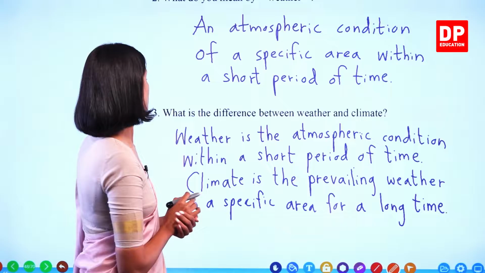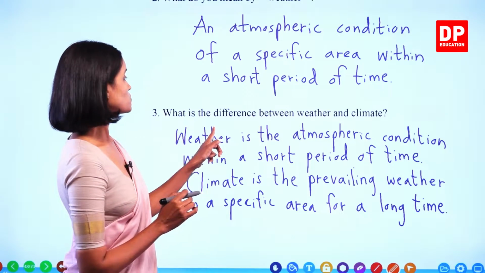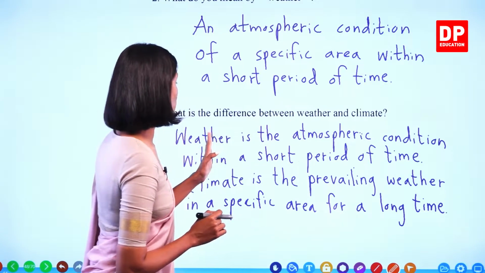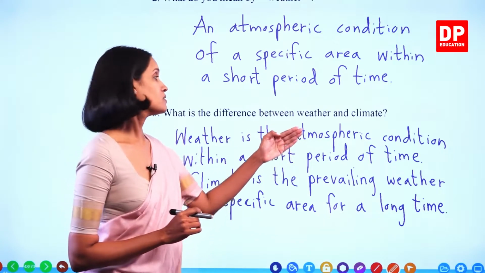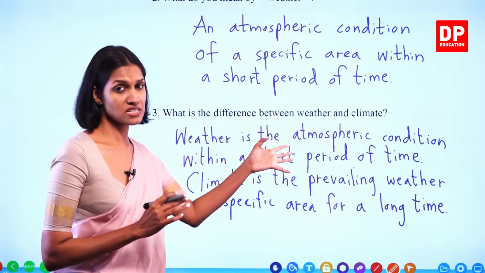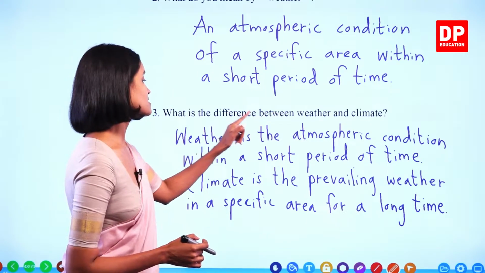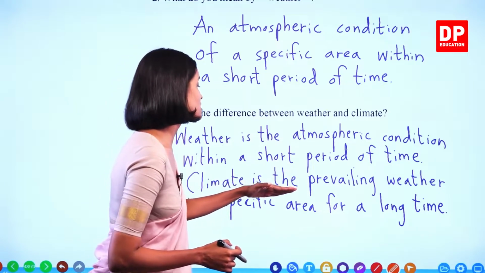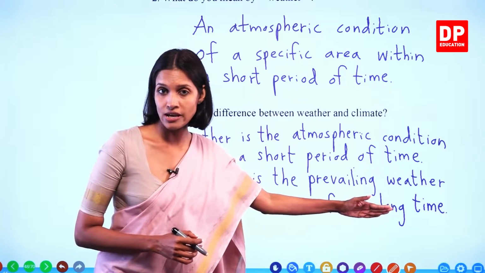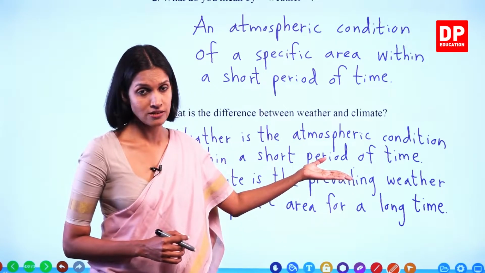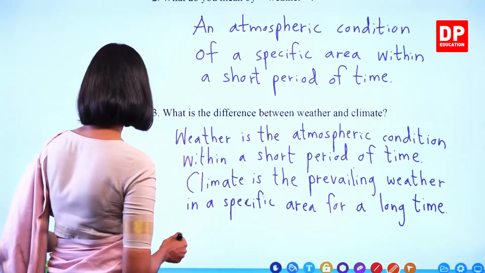Okay? What is the difference between weather and climate? Weather is the atmospheric condition within a short period of time. Atmospheric condition in a certain area, okay? Within a short period of time. Climate is the prevailing weather in a specific area for a long time. So the difference is the time duration. Okay, children? We'll move on to the next.